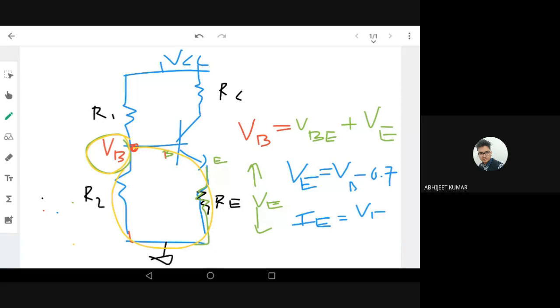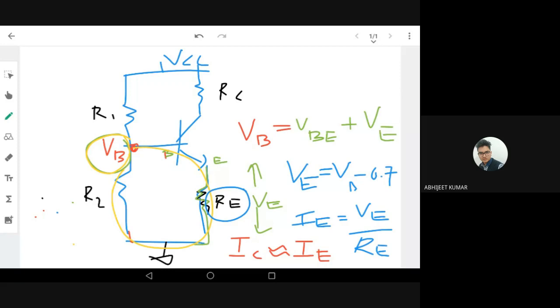From the value of RE, we got IE. Again, we use the same approximation, which is a very important approximation: IC approximately equal to IE. For all practical purposes, we can take this. Now we got IC. We should know that we are not using beta yet, so this is also a beta independent circuit.